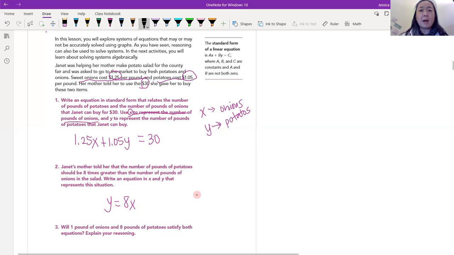Now, some people may be like, well, why don't you do X is equal to 8 times Y? Isn't it supposed to be 8 times greater? Let's think about this. Remember, this is my onions, right? So whatever my onions is, my potatoes have to be 8 times bigger than that. That's why we multiply the onions by 8. Because we want 8 times whatever the onions is to be my potatoes. So if it was 1 pound of onion that we bought, then we would have 8 pounds of potatoes, right? Because we want to make potato salad, not wheat, Janet's mom. All right, so there we go.